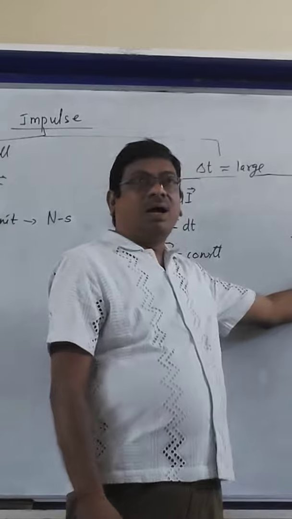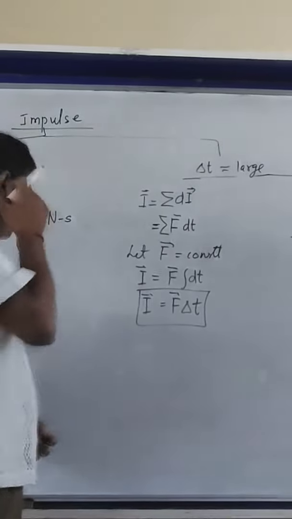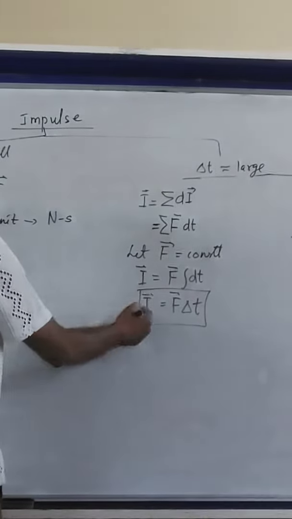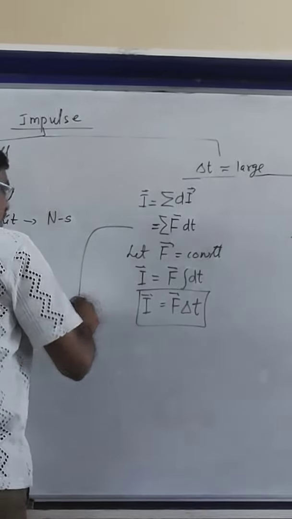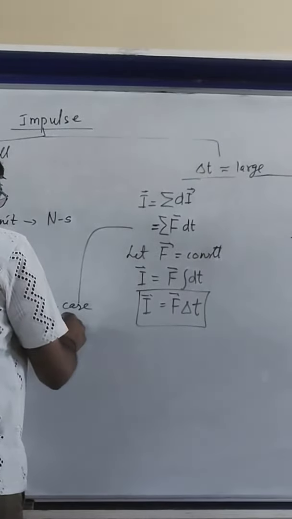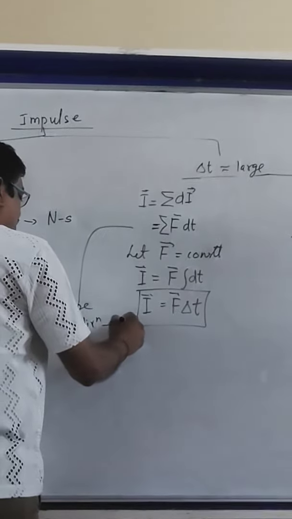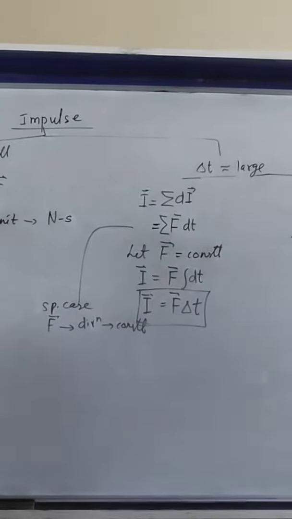And if you have average force, then this. Okay? Now, suppose here it's a special case. Let us say that force is not varying in direction. Force is constant in direction. Direction wise it is constant. Only magnitude wise it is changing. Let us say magnitude wise it is a function of time.